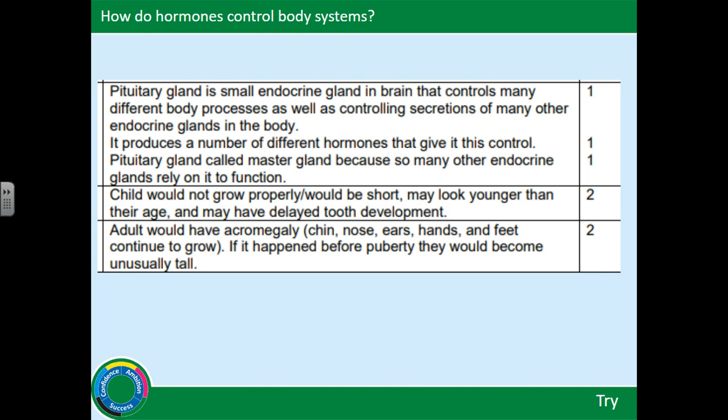Okay, what would happen if a child did not have enough growth hormone? The child would not grow properly, or they would be short. They might look a lot younger than their age, and they might have delayed tooth development. So you get 2 marks for that answer.